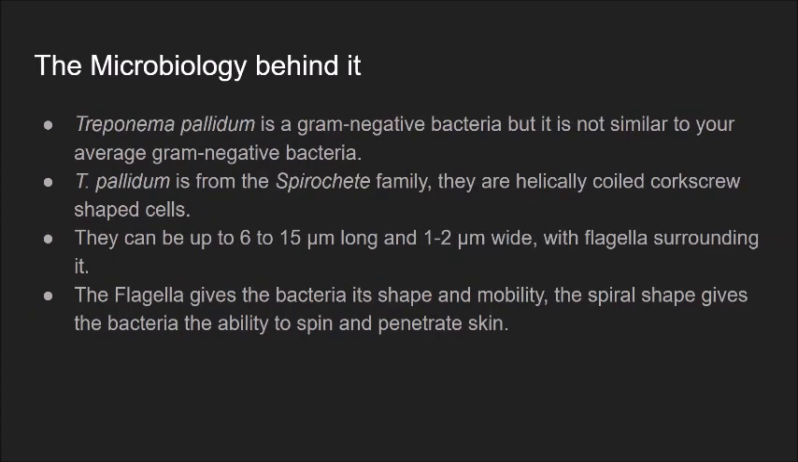Microbiology behind it. Treponema pallidum is a gram-negative bacteria, but is not similar to your average gram-negative bacteria. T. pallidum is from the spirochete family. They are helically coiled corkscrew-shaped cells. They can be 6 to 15 micrometers long and 1 to 2 micrometers wide, with flagella surrounding it. The flagella gives the bacteria its shape and mobility. The spiral shape gives the bacteria the ability to spin and penetrate skin.